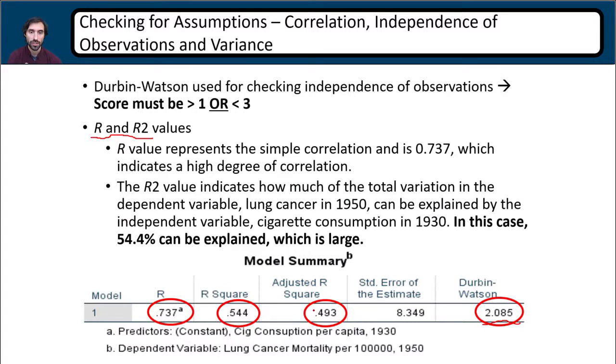And then our R squared and adjusted R squared, this gives us the total variation in the dependent variable. So within our example, we turn this into a percentage, so we would say that 54% of lung cancer mortality rates can be explained by cigarette consumption. All right, and that is pretty large. Now, the adjusted R-square is used to be more conservative. So if you were to publish something, it's better to put the adjusted R-square.